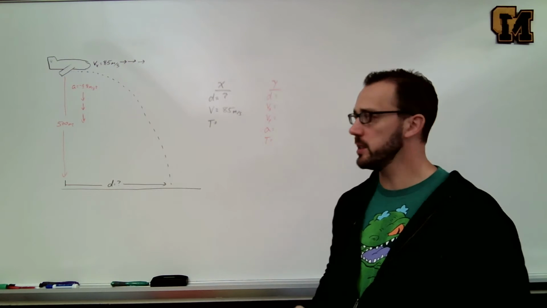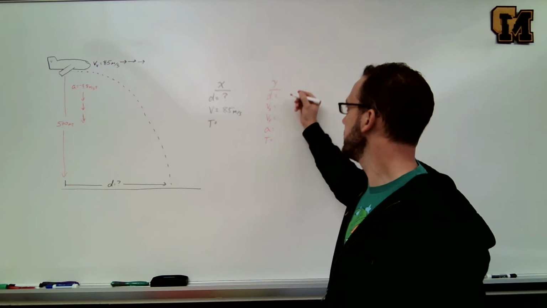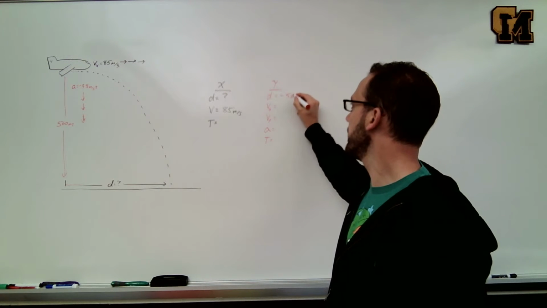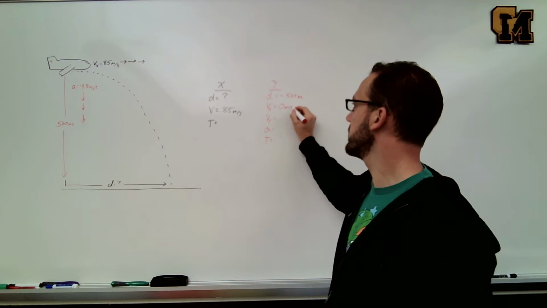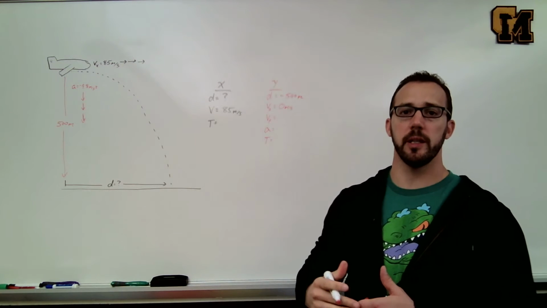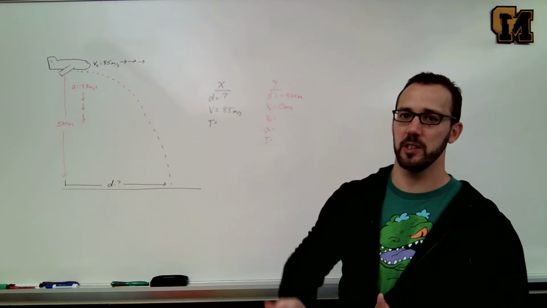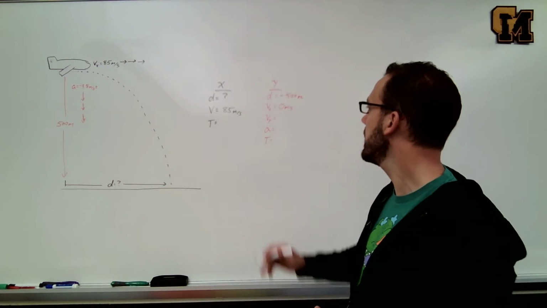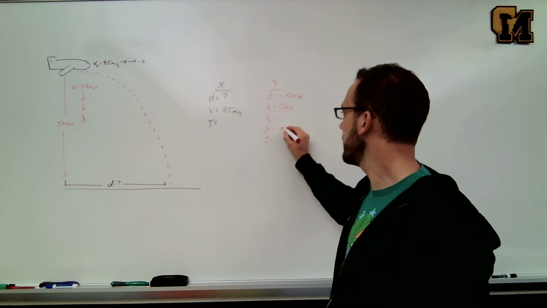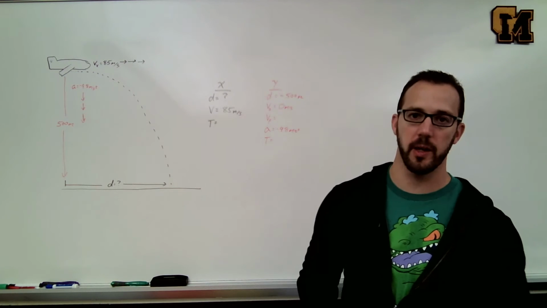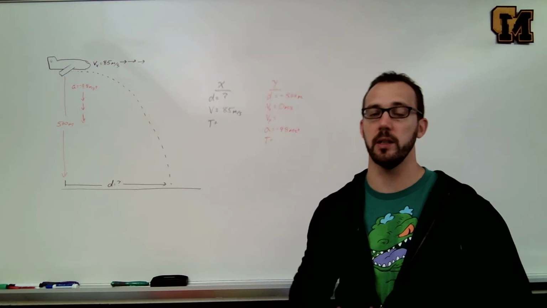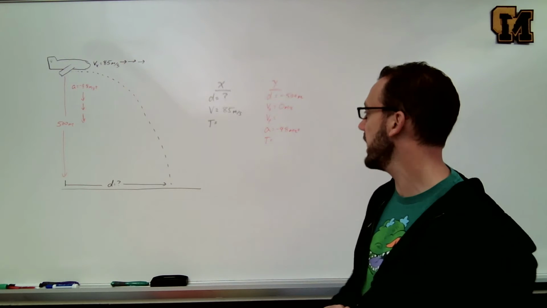In the Y direction, the displacement is downward, so negative 500 meters. The initial velocity in the Y is 0 because the plane is flying horizontally, so the package or cargo does not have any initial upward or downward velocity. The acceleration is negative 9.8, because everything in midair has an acceleration of negative 9.8 meters per second squared, at least everything that we're talking about in this section.